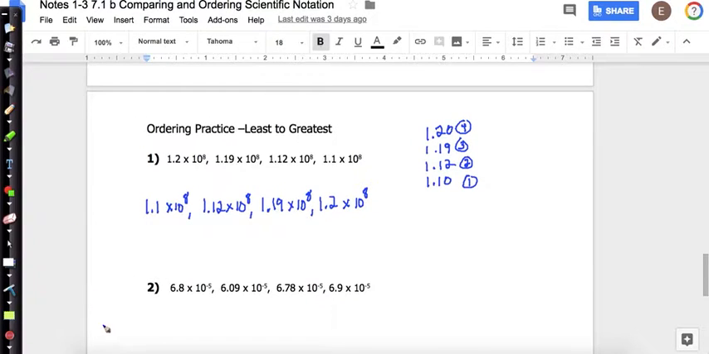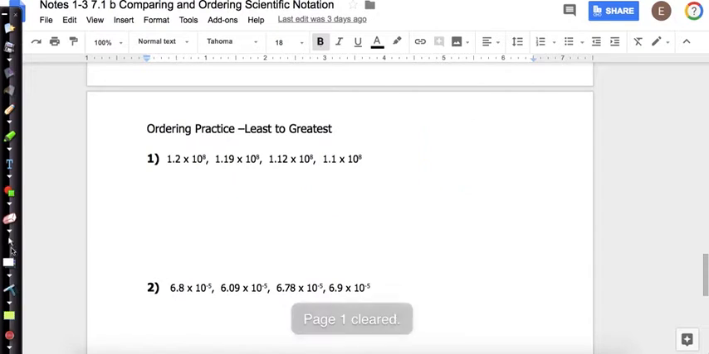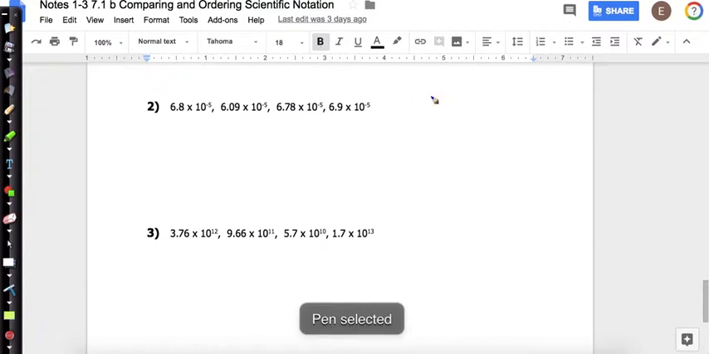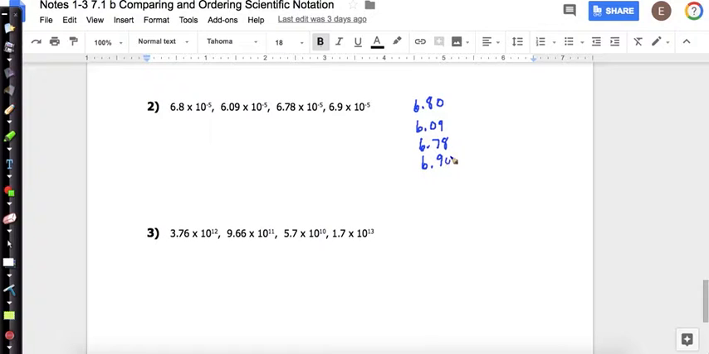Okay, let's look at the next example. And hopefully you notice once again, all the exponents are the same. So what am I going to do? Line them up. So 6 and 8/10, 6 and 900ths, drop a 0, 6 and 7800ths, and 6 and 9/10. Okay, we're going least to greatest again.